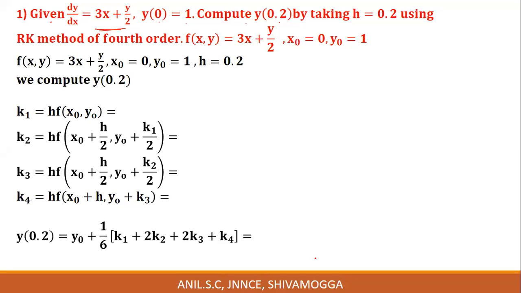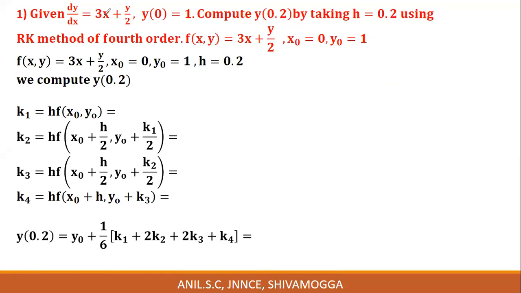How many steps are involved here? What is required is y of 0.2. In every step, we find y of x1, where x1 is x0 plus h, which is y of x0 plus h. Here x0 is 0 and h is 0.2, therefore y of 0 plus 0.2 is y of 0.2, which is actually required. Therefore, this is a single step problem.